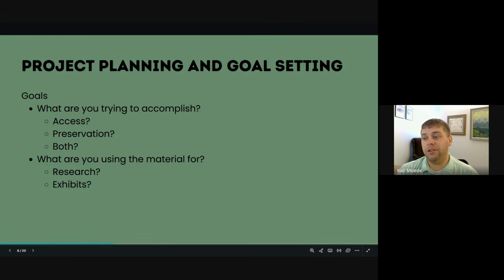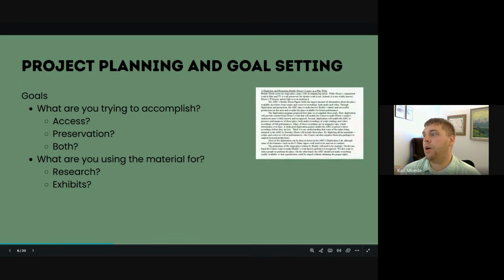What are you going to be using the material for? Is it going to be for research? Are you using it for exhibits? Is it for a grant project? Do you have family members that want access to it? So you need to think about these goals when you're starting any sort of big digitization project. It just makes navigating it a little bit easier, and it will also determine how you're digitizing it, and how you're describing it, and how you're making these files accessible to people. So answer those questions.